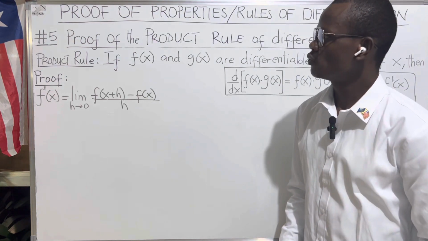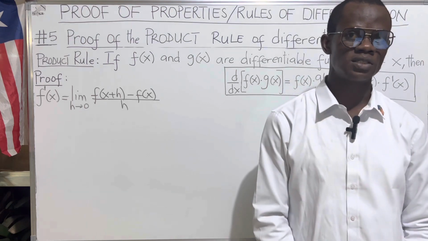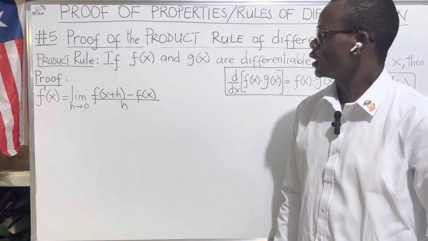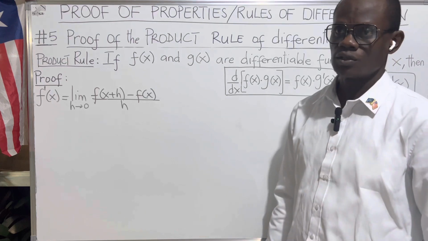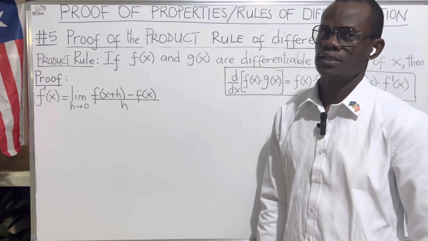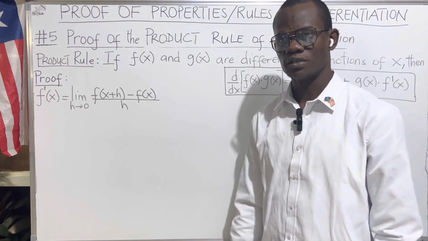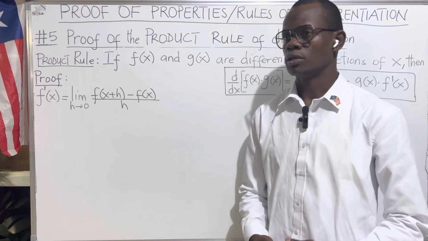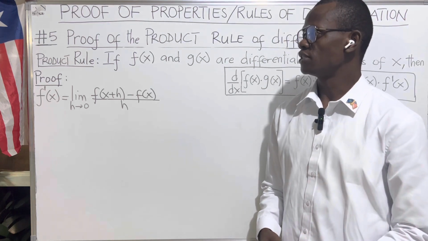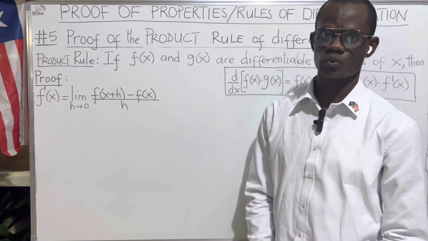So in this video, we'll be looking at the proofs of some properties or the rules of differentiation. In a previous video, I did the proof of the constant rule, constant multiplier rule, the sum or the difference rule, and the power rule. So in this video, I want to do the proof of the product rule.